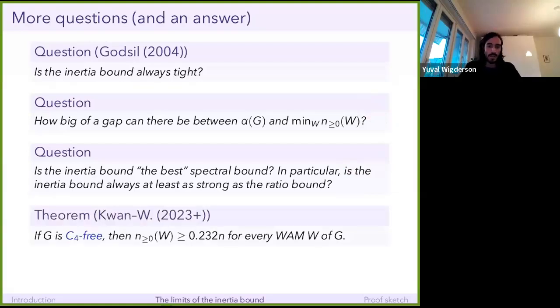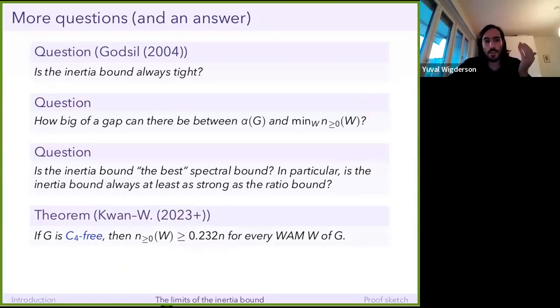So the main theorem that I want to tell you about with Matt is that if I give you any C4-free graph, and I give you any weighted adjacency matrix of it, the number of non-negative eigenvalues is at least this number, at least 23% of the number of vertices.